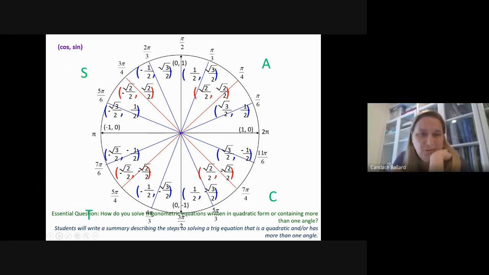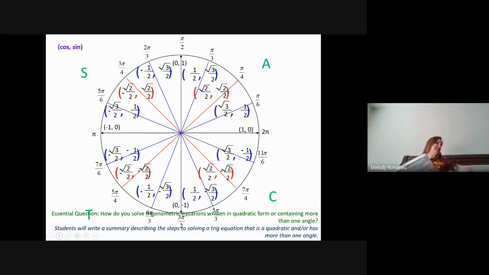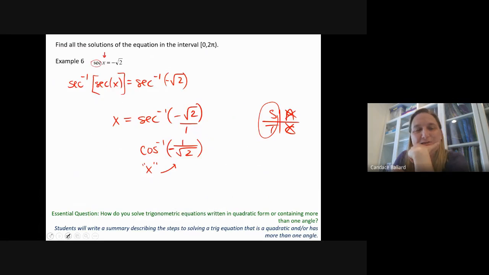Oh, no. Apparently, Mrs. Rondeau can't teach math. She doesn't know. She does it all wrong. Can anyone help me out in the chat? What did I do wrong? There's no 1 over square root of 2. Any ideas of what it could be? Why are we not seeing 1 over square root of 2 in the unit circle? Put it in the chat.